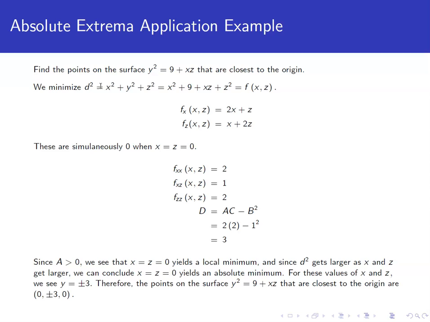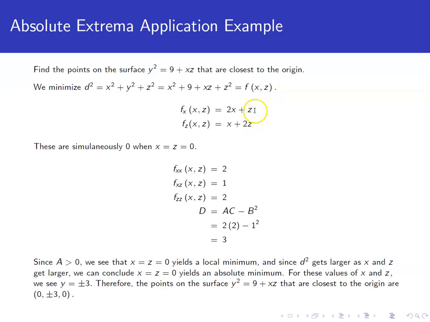Well, the distance function has a square root in it, but if we minimize the square of the distance, that's the same thing as minimizing the distance. So for convenience sake, we will minimize the square of the distance, which will be x squared plus y squared plus z squared. But again, this y squared has to be equal to 9 plus xz because we have to be on the surface. So we replace the y squared with 9 plus xz. This is going to be our function of two variables now.